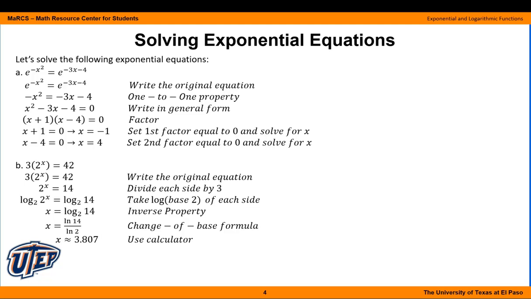Now let's look at part B. First, divide both sides of the equation by 3. This leaves us with 2 raised to the x equal to 14. Since 14 is not a power of 2, we cannot rewrite the equation using a common base. Instead, we rewrite the equation in logarithmic form. Using the change of base formula and a calculator, we find that x is approximately 3.807.